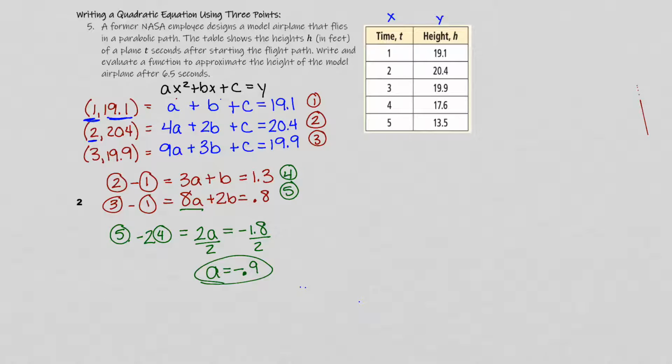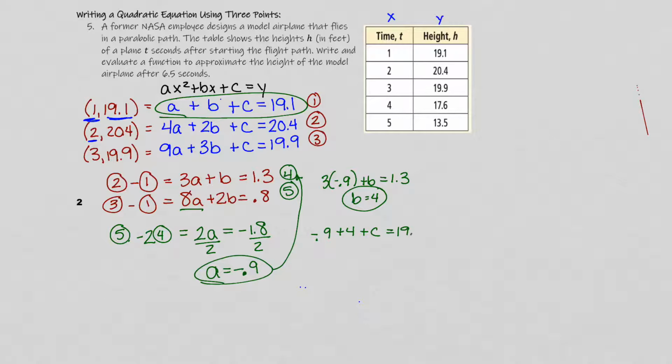I need b, so I'm going to plug it back into number 4 here. All right, so I have 3 times a negative 0.9 plus b equals 1.3. And solving for b, I end up getting b is 4. And I'm going to plug both of those into equation 1 here. So I have negative 0.9 plus 4 plus c equals 19.1. Okay, I'm going to go ahead and solve for c, and I end up getting c is 16. I'm not taking the time to step through those because that is from 1.4. We just combine like terms and get the variable by itself.